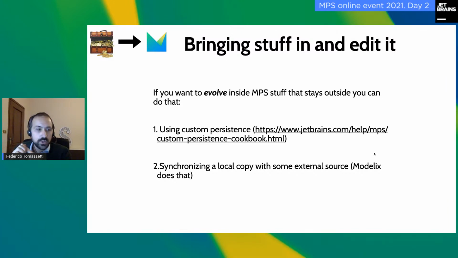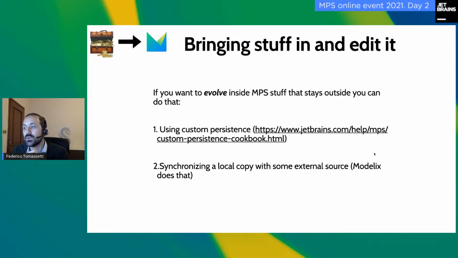One is using one feature of MPS that I think not many are familiar with, that is the custom persistence. Probably you know that MPS stores the models by default in these XML formats. You can also write plugins to MPS so that it becomes able to read and write models in other formats that you decide. For example, JSON, or for example, if you want to represent Python code, you may create custom persistence so that models are saved as Python files.